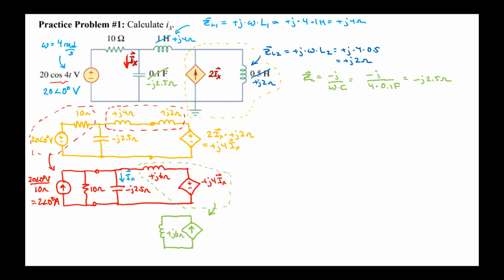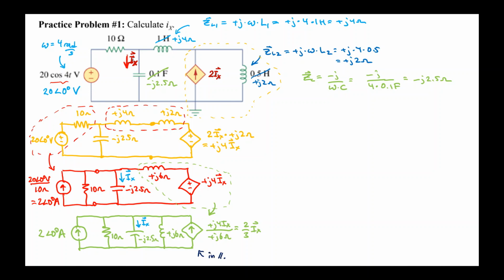The value of the new current source will be plus j4Ix divided by plus j6 ohms. That obtains a value of 2/3 Ix without any j's. Completing the rest of the circuit, I still have the capacitor and the 10 ohm resistor and the independent current source. At this point, the circuit is entirely in parallel. I can start doing some combinations here as well.